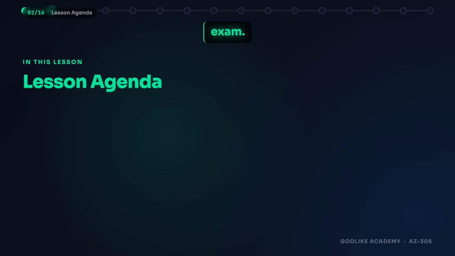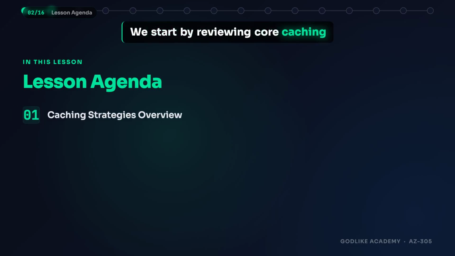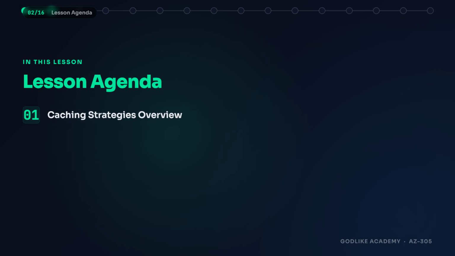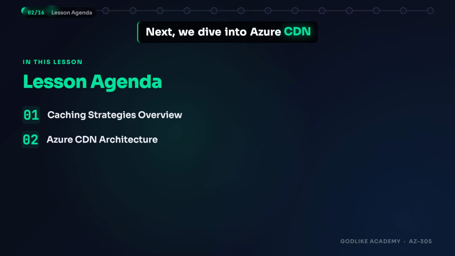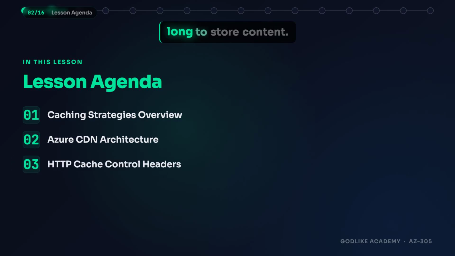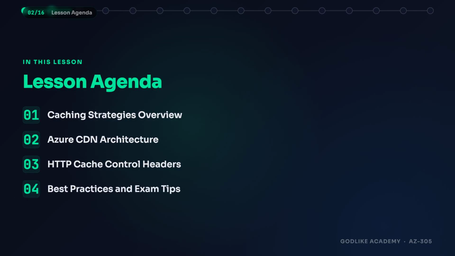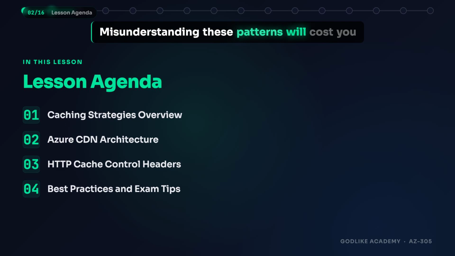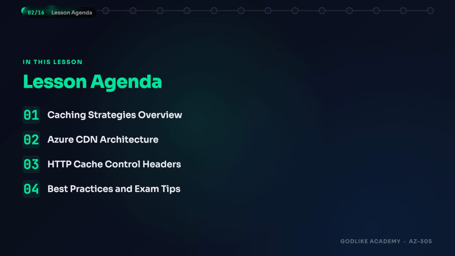Here is our roadmap for the exam. We start by reviewing core caching strategies like cache aside and write through, so you know which pattern fits your data requirements. Next, we dive into Azure CDN architecture and how requests flow through points of presence. Then, we examine HTTP cache control headers that tell browsers exactly how long to store content. Finally, we wrap up with best practices and specific exam tips for the AZ-305. Misunderstanding these patterns will cost you critical points and cause costly database throttling in production.